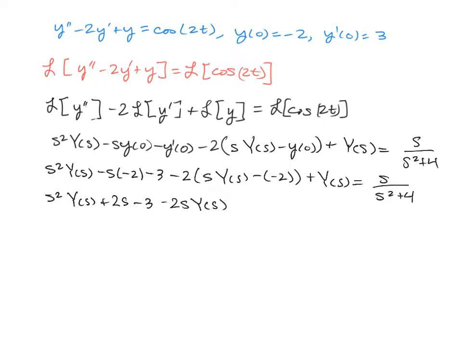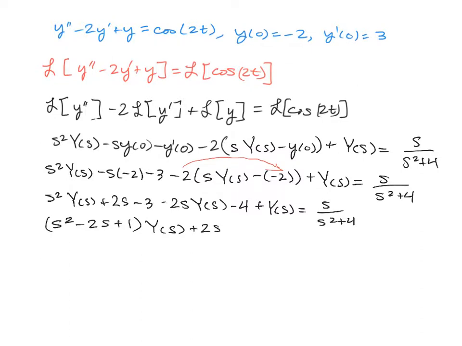And then be very careful. Make sure you distribute that negative 2 so that you end up with a minus 4 right there as your number. And then plus big Y of s is equal to s over s squared plus 4. Just like the previous example, we will collect the big Y of s terms. S squared minus 2s plus 1 times big Y of s, and then we have miscellaneous terms plus 2s minus 7 still equals s over s squared plus 4.